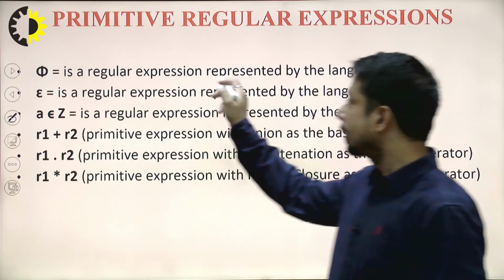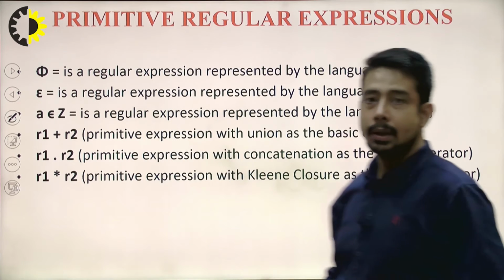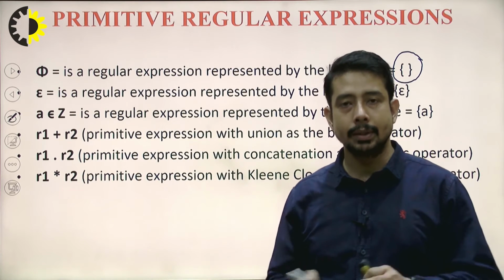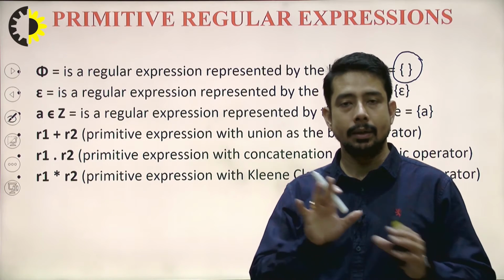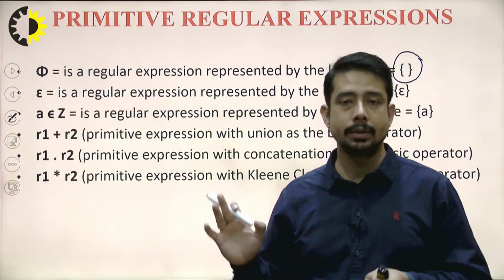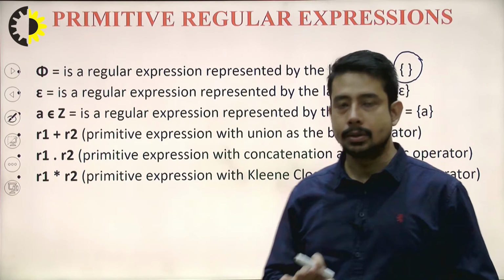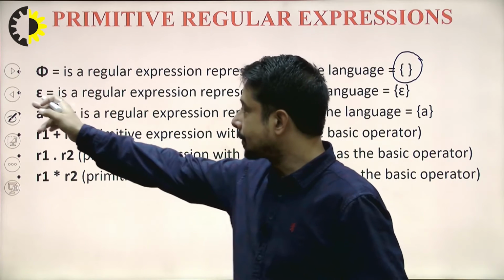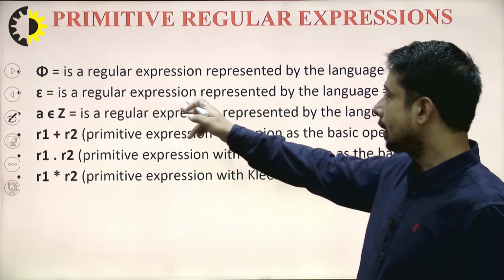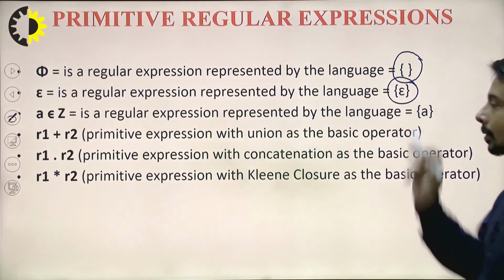Phi is a regular expression representing the empty language. This one means what? No strings are present, nothing. We only have an initial state and nothing else, because we cannot declare any final state, as no strings will be accepted by the machine. So it is just a null and void case. Then epsilon is represented by a regular expression, and this is represented in this particular format.